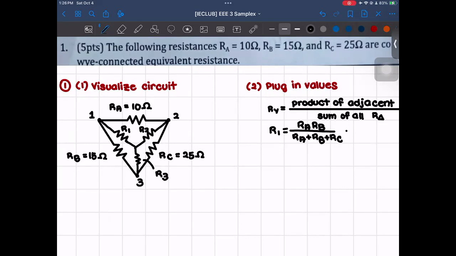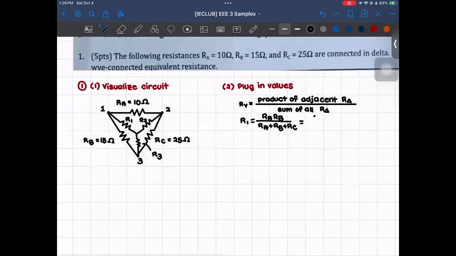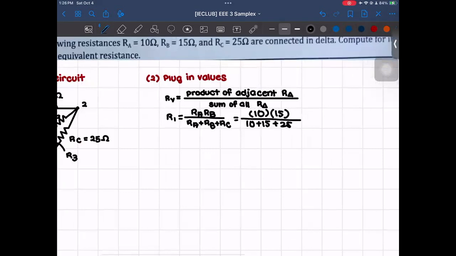And if we were to plot these out, that would be 10 times 15 all over 10 plus 15 plus 25. Then if we multiply and add, that will be 150 over 50, and that's equal to 3 ohms. So R sub 1 is equal to 3 ohms.